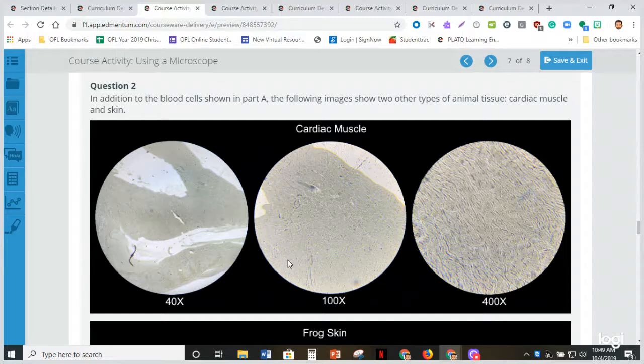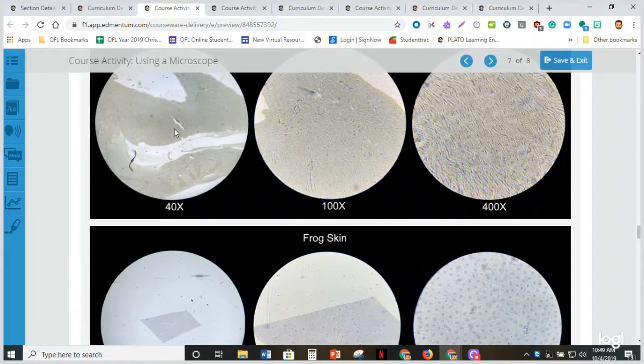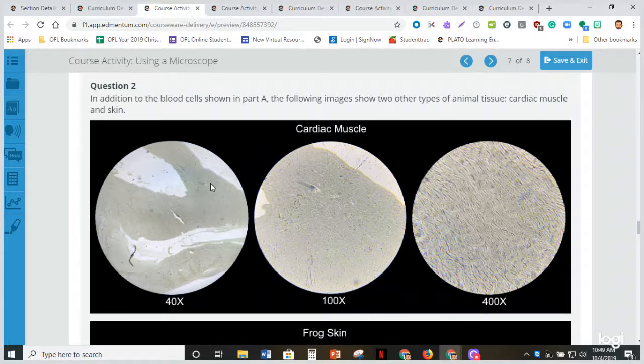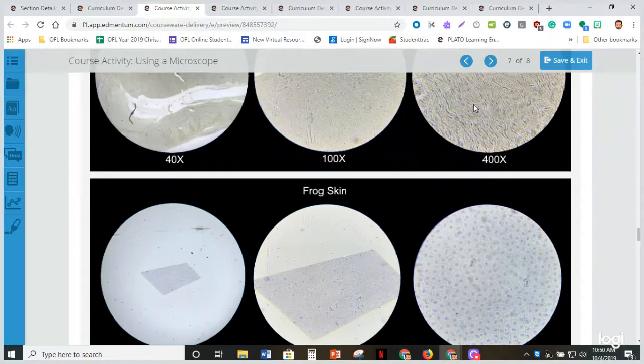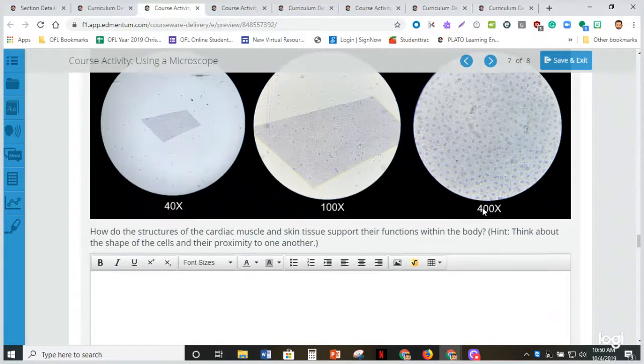Then right here, what you're really looking at is you're trying to see the difference between the cardiac muscle cell as you increase, how you can kind of see the fibers of it. What do they look like as you increase the magnifications, how the fibers basically bundled together. And then you have a piece of a frog skin. And you look at the frog skin and you can see how they're different shape, and the way that they're compactly together, you can see that they're different.